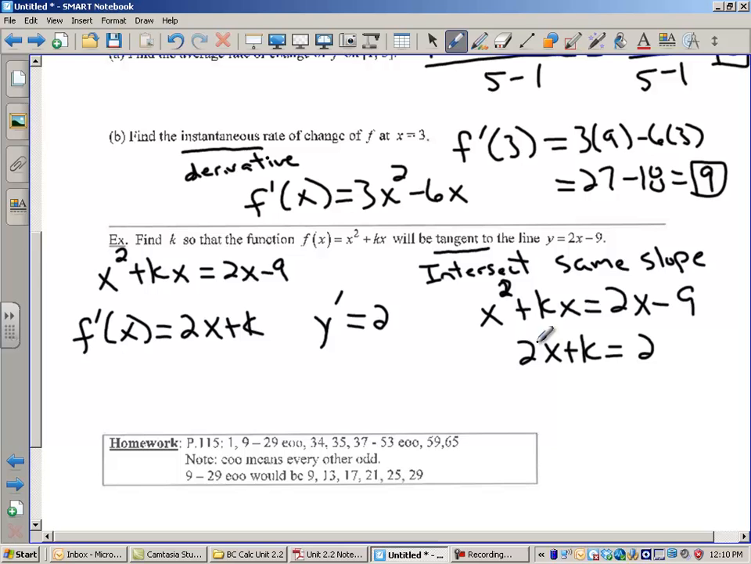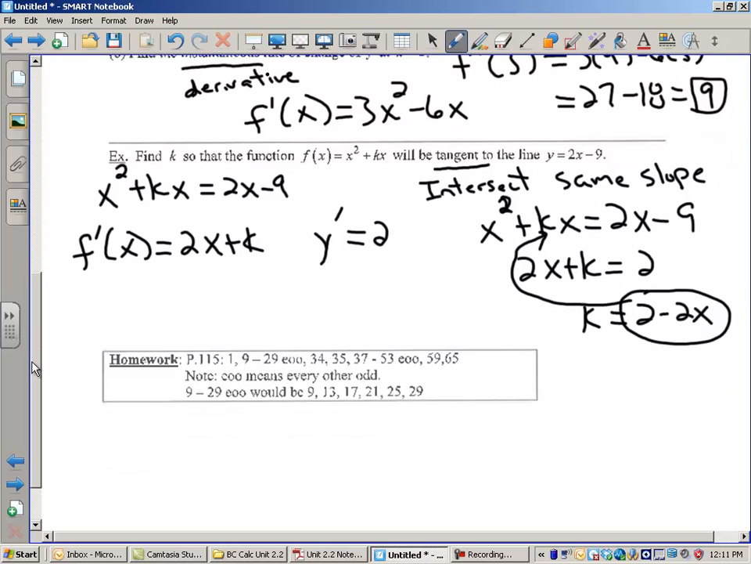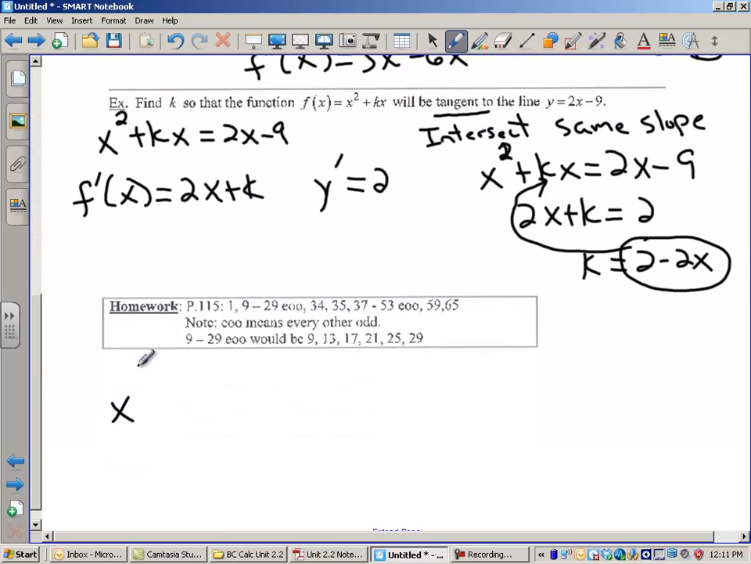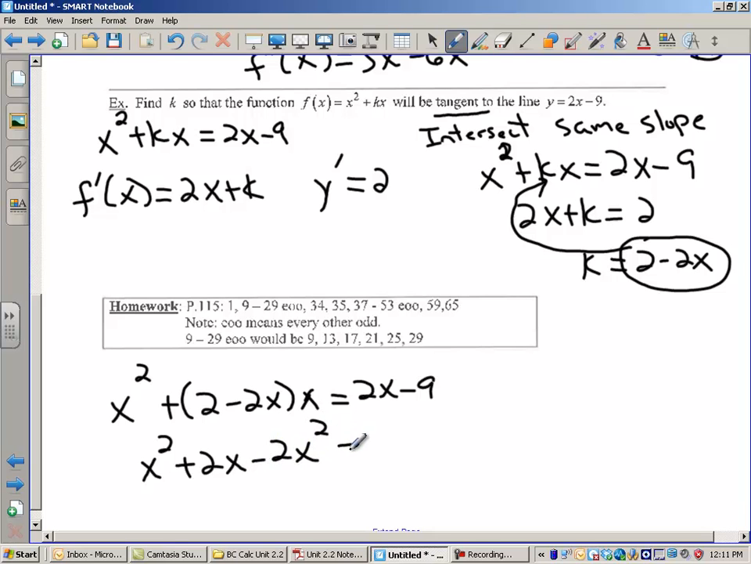So what I'm going to do is, I guess, use a little substitution here, and I'm going to have that k equals 2 minus 2x, and I will substitute that value up in for k here so I can figure out my x values. So I'm going to scoot on down here. So x squared plus 2 minus 2x times x equals 2x minus 9. So x squared plus 2x minus 2x squared has to equal 2x minus 9. So negative x squared has to equal negative 9. These two x's canceled from either side. So x equals plus or minus 3.